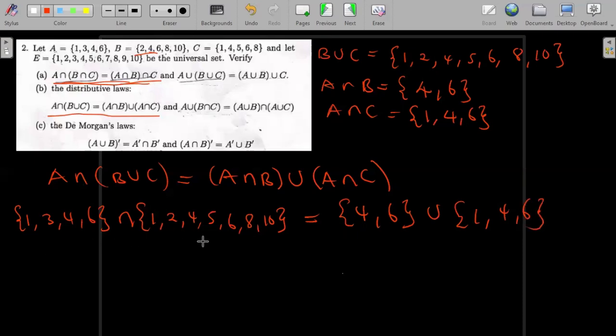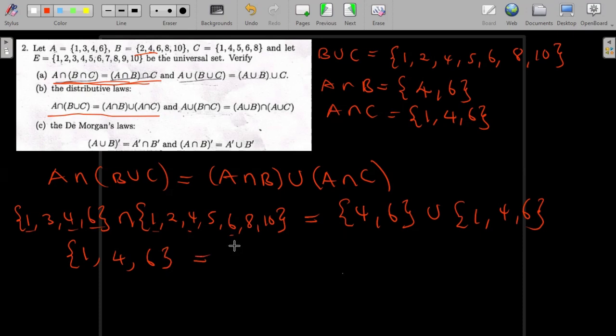Then now I go back to the left side. Which elements are in both sets? There's 1 here, there's also 1 there. So 1 will sit there. There's 4 there, there's also 4 there. So 4 is going to be there. There's 6 there, and there's also 6 there. So 6 will sit there.